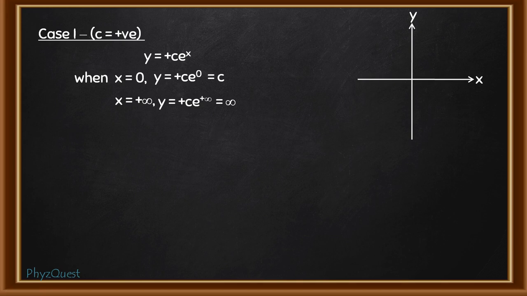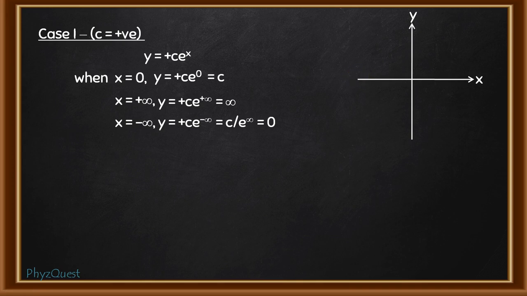Now the minimum value x can take is minus infinity. So when x is approaching minus infinity, y will be equal to plus c e to the power minus infinity. So we can write this as plus c divided by e to the power infinity. Now e to the power infinity is infinity. So c by infinity will be equal to 0. So when x approaches minus infinity towards this side, y will approach 0.